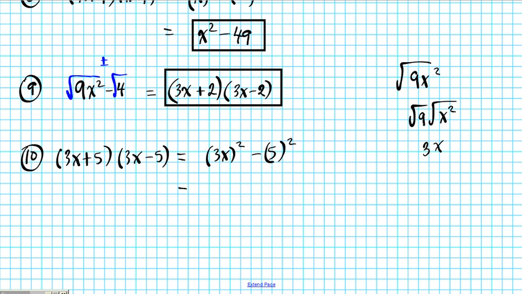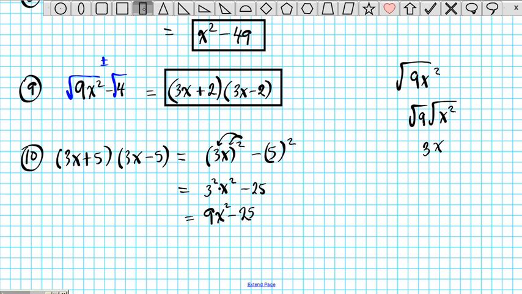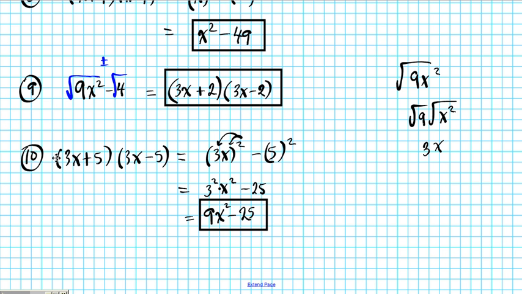Okay? So you've got to be careful here. When you square this, the square has to affect both the 3 and the x. Alright, so you're going to have 3 squared times x squared, right? And then if you square 5, you have 25. So 3 squared is 9, so you're going to have 9x squared minus 25 as your expanded or multiplied form of 3x plus 5 times 3x minus 5. So if you expand this, you get this. If you factor this, you get that.